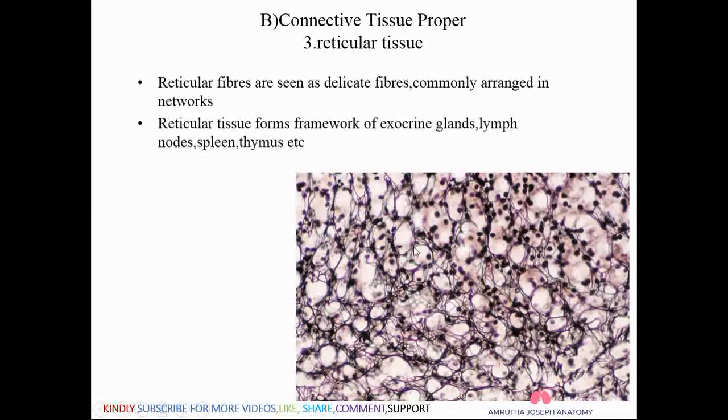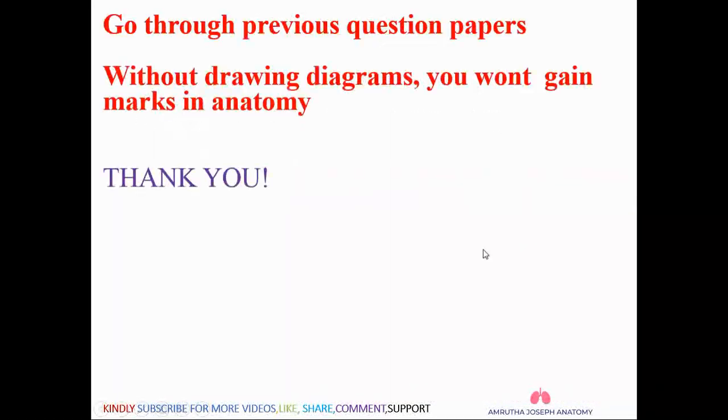So the lymphatic organs in the body majorly have this reticular tissue. There are different types of lymphatic organs in the body, like tonsils, lymph node, thymus, and spleen. All of them will have this reticular tissue. So that's it.